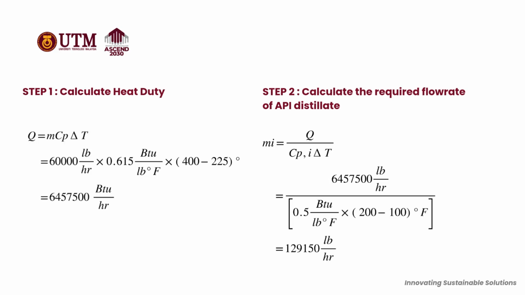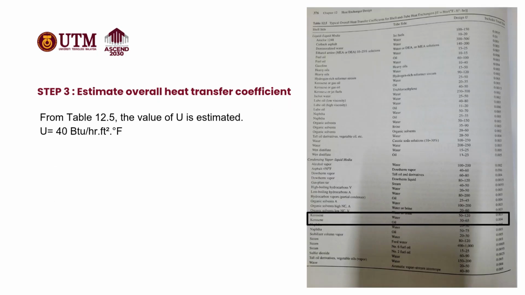Step 1. Calculate the heat duty. Q equals m Cp delta T, which equals 6,457,500 BTU per hour. Step 2. Calculate the required flow rate of the distillate. m equals Q over Cp delta T, which equals 129,150 lb per hour. Step 3. Estimate overall heat transfer coefficient. From table 12.5, the value of U is estimated as 40 BTU per hour feet squared degree F.